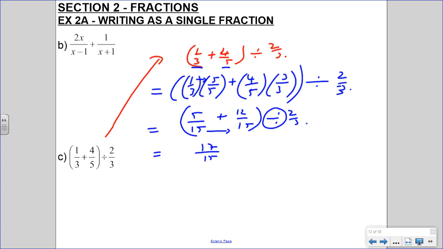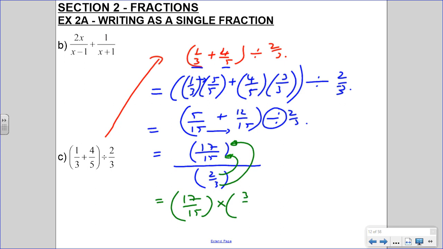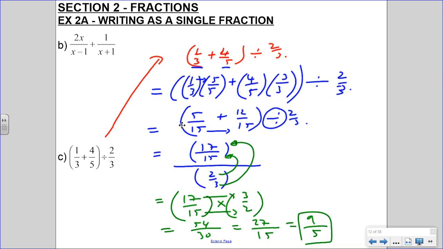And then remember, this divide means over 2 thirds. And just like in the previous videos, what have we got now? A fraction divided by a fraction. So that denominator times the numerator, that numerator times the denominator. So it flips up. So 17 over 15 times 3 over 2. Top times top, bottom times bottom. So 3 times that is 54. 2 times that is 30. Obviously that can be cancelled down to 15 over 27. Can it go even further than that? Yeah, it can. Another factor of 3 can come out. So in the end, your simplified fraction is 9 over 5.